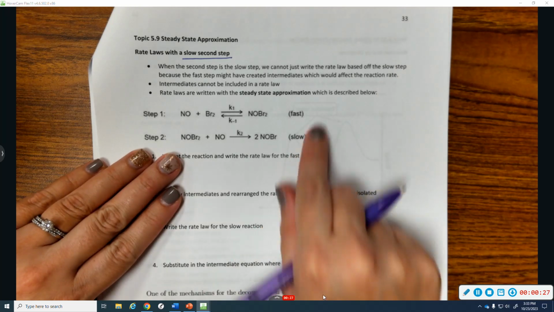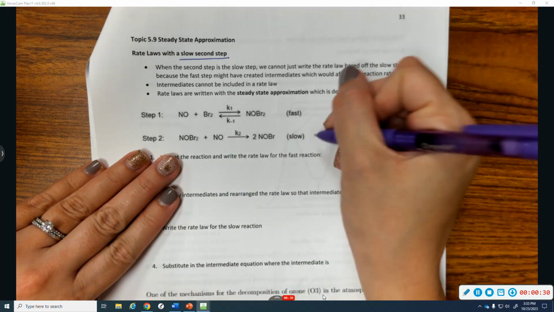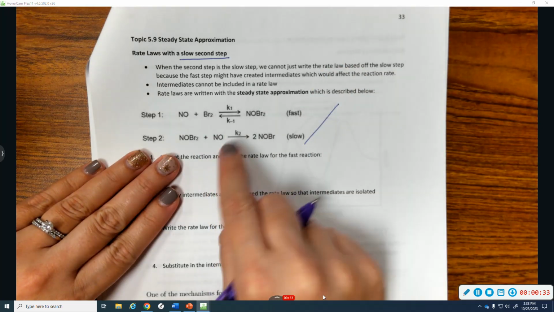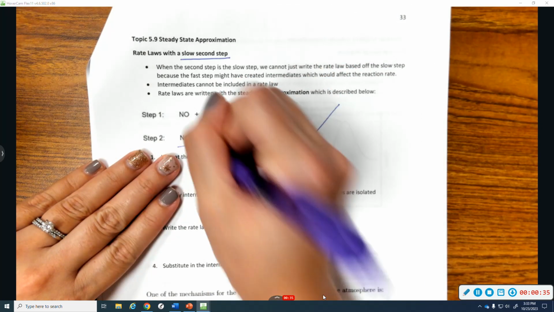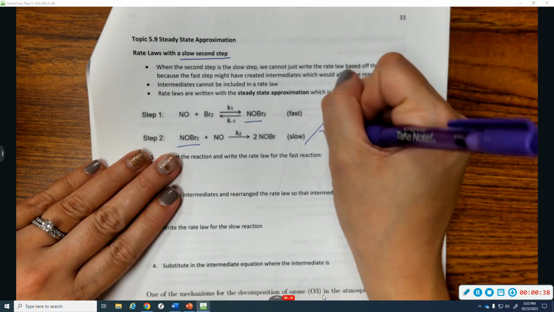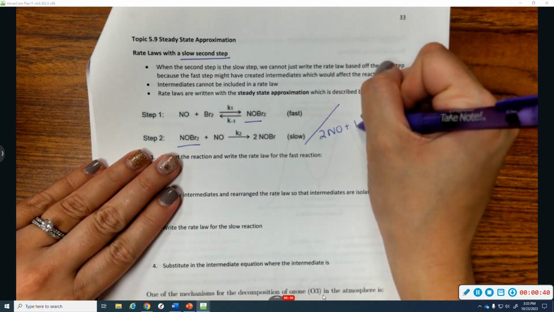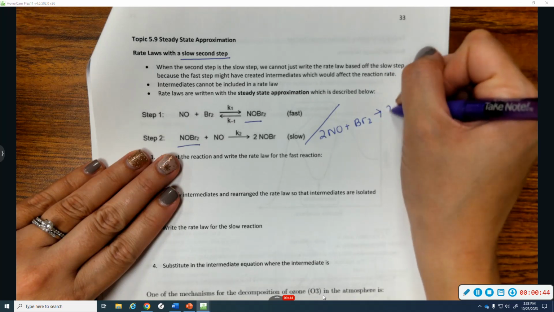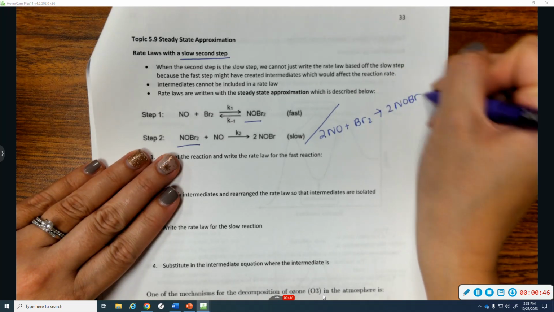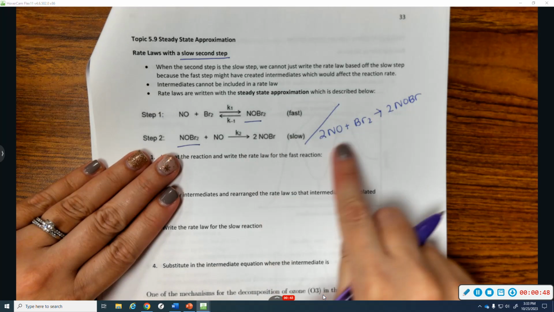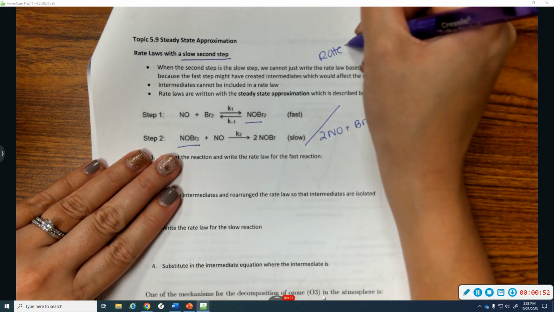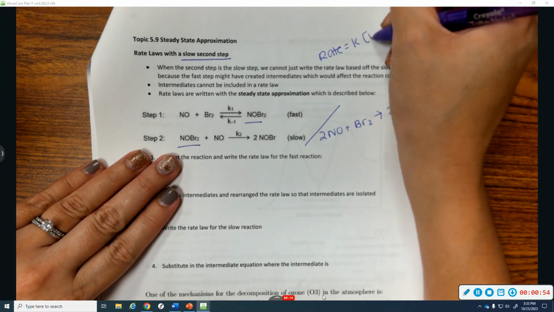If I said this reaction first, when you combine them, the overall reaction is going to be, well, NO(Br2) is an intermediate, so that will cancel out. It's going to be 2NO plus Br2 makes 2NO(Br). And if I asked what's the rate law for this reaction, if you wrote the slow step, you would write this.